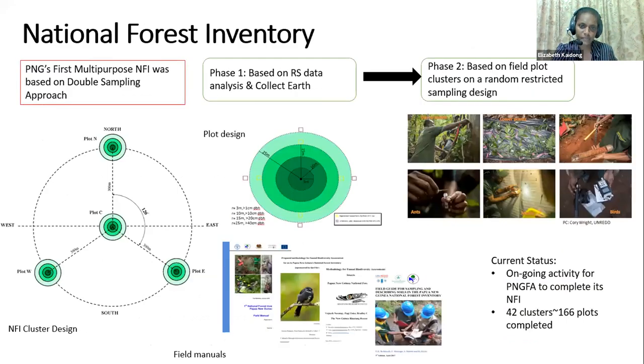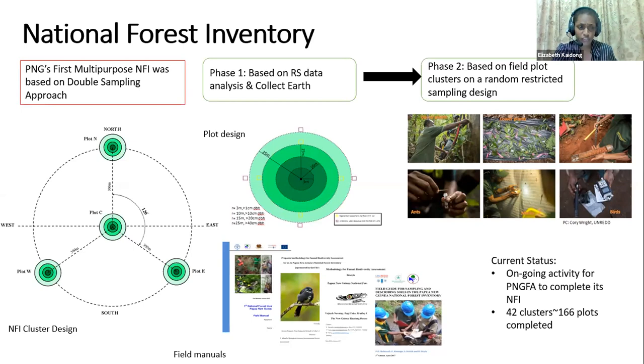Okay, like the colleague in Ghana mentioned about the National Forest Monitoring System. As part of our National Forest Inventory, we use Collect Earth to stratify the different forest strata that we have. So we had a double sampling approach, using remote sensing and Collect Earth, and then doing the randomized selection of the plots itself, or the forest plots.